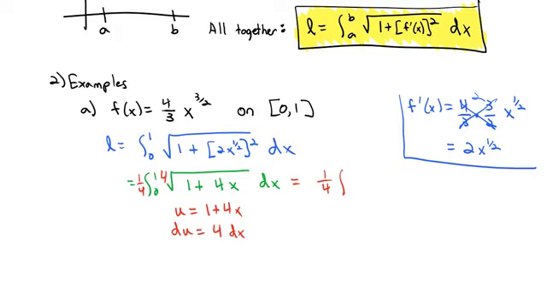Let's plug the limits of integration into our u. We plug 0 in. 1 plus 0 is 1. We plug 1 in. 1 plus 4 is 5. So we're integrating from 1 to 5 of the square root of u, or u to the 1/2, du. So that gives us 1/4 times u to the 3/2 times 2/3 integrated from 1 to 5.